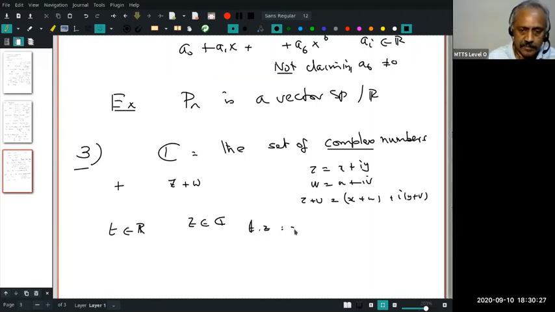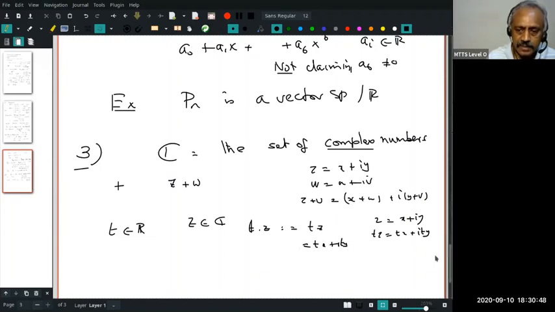Right? This by definition is the product of two complex numbers. That's it. But even though I say product of two complex numbers, remember t is real. Therefore, if I write z equal to x plus iy, what is tz? It is tx plus i times ty. That is tx plus i times ty. You understand?